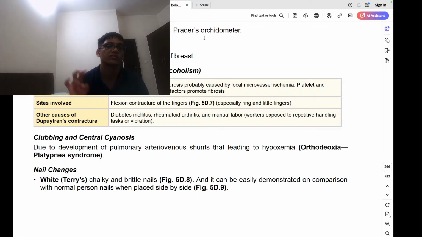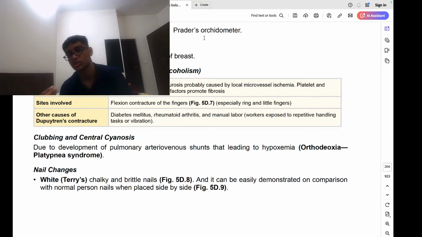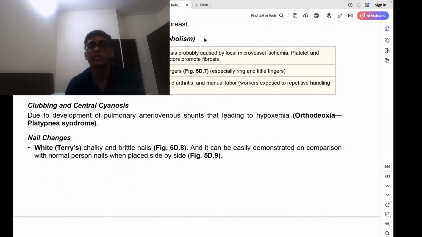Pathophysiology: fibrosis of palmar aponeurosis, probably caused by local microvascular ischemia, platelets, and fibroblast-derived growth factors which promote the fibrosis. The site involved is flexion contracture of the fingers, especially the ring and little finger. Then you have diabetes mellitus, rheumatoid arthritis, manual work, and people exposed to repetitive handling tasks or vibration. All cause Dupuytren's contracture.